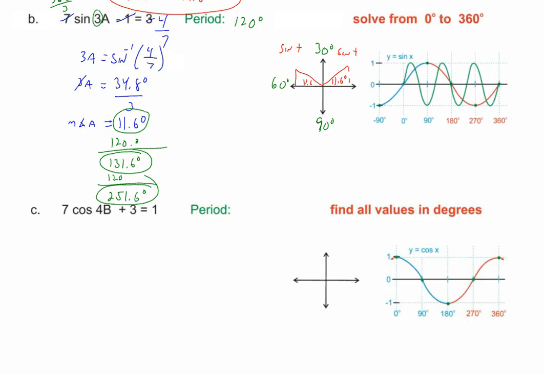So how would you get this value? Back up from how much? 60, how many? 11.6. So what's 60 minus 11.6? And what do you get? 48.4? Right? That's that one right there.